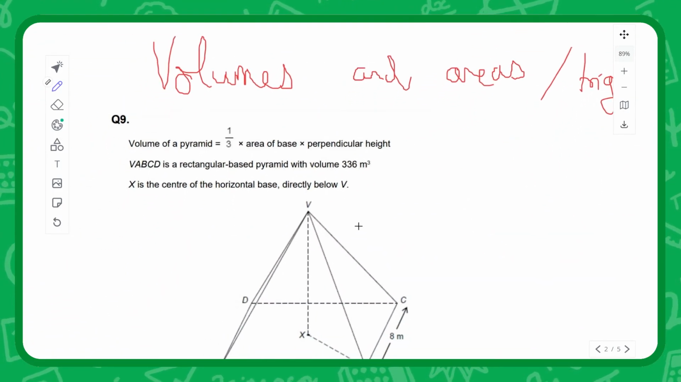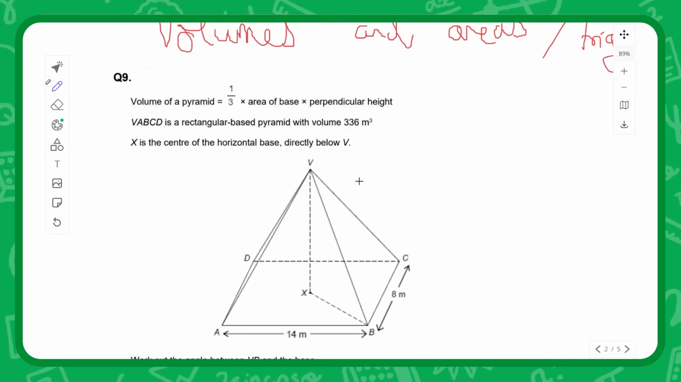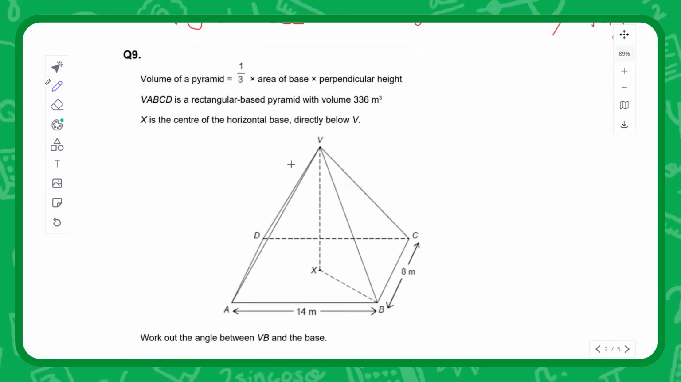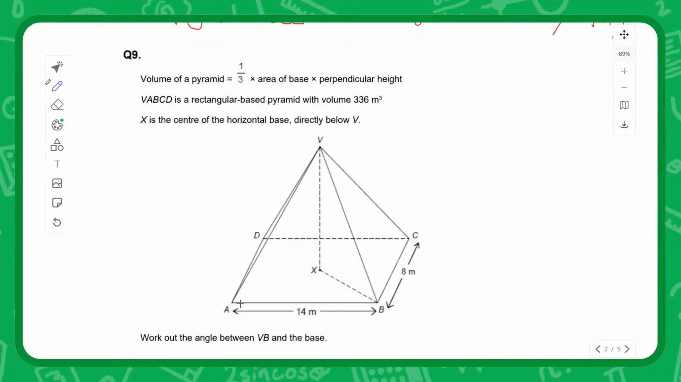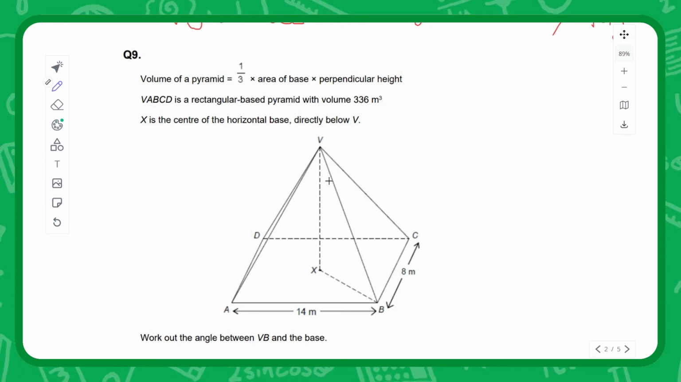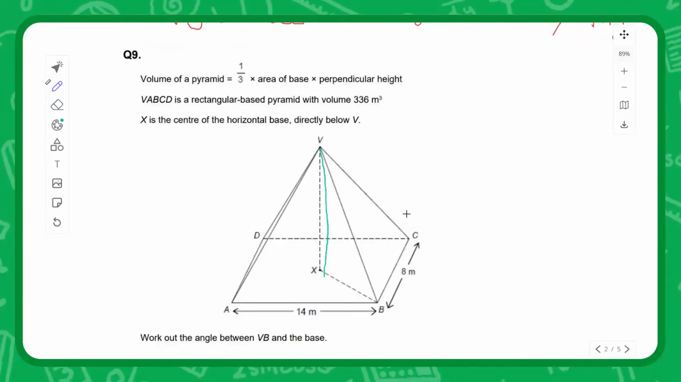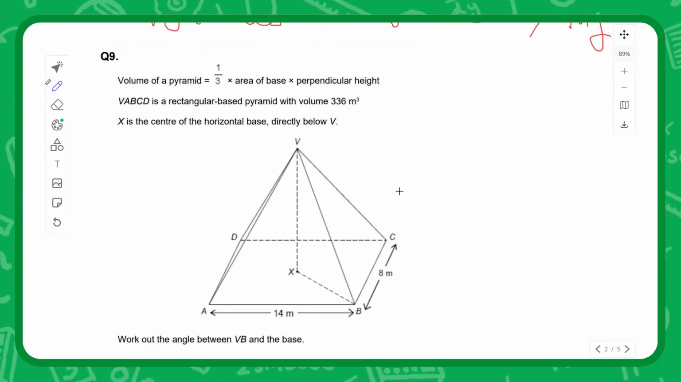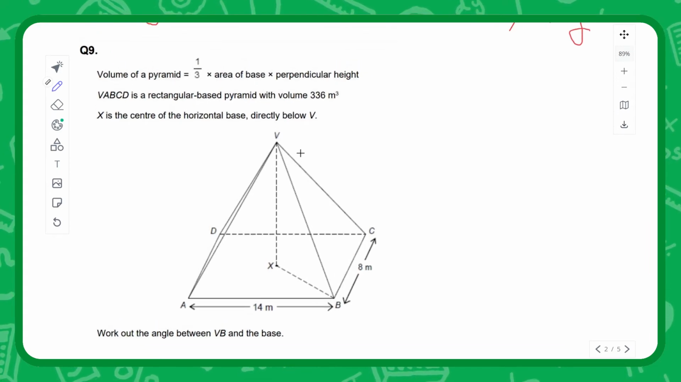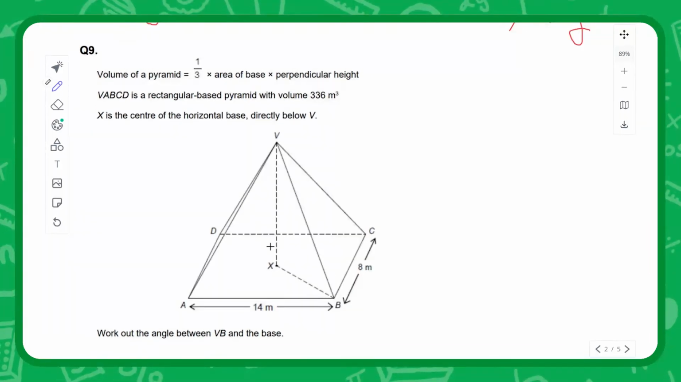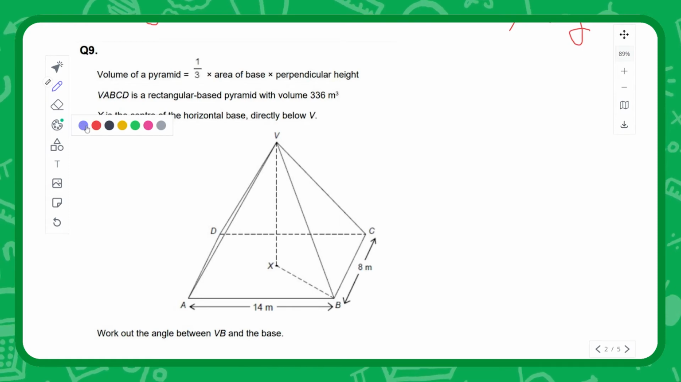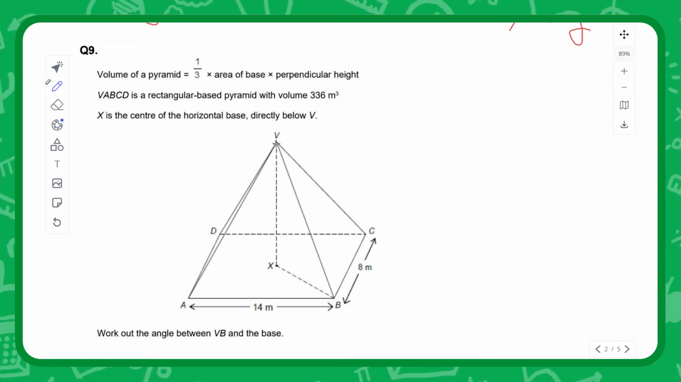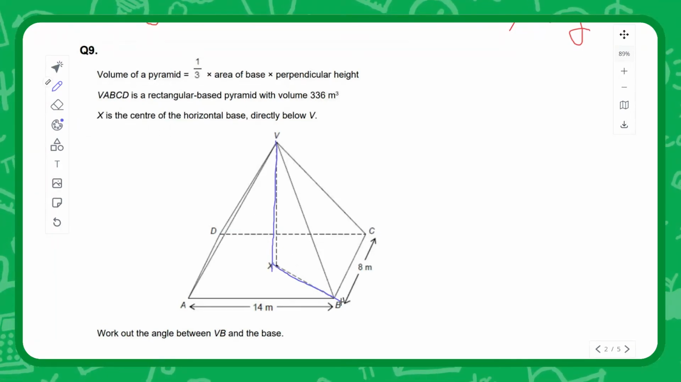If we go to the next problem that we've got here, we've got volumes and areas, which is a bit of a trigonometric problem. So the volume of this pyramid here is a third times the area of the base times the height, perpendicular height in this case being this length here. So this is a rectangular base pyramid with volume 336. So calculate the angle between VB and the base. So this is actually quite a complicated question. So first of all, to figure out the angle, we need this length here, and we need that there.